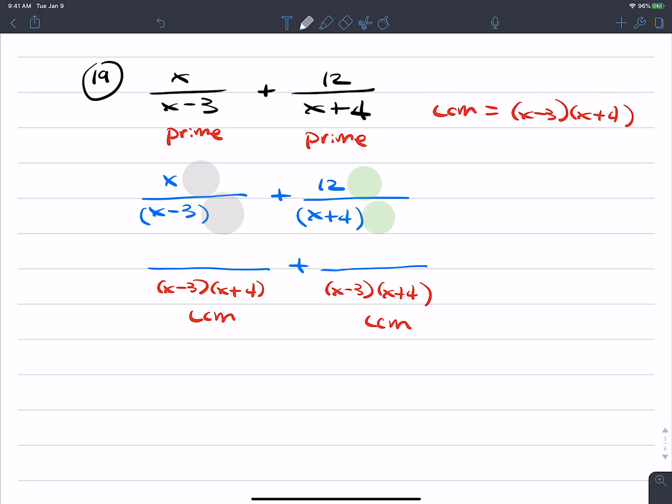Now remember what we do here is x minus 3 times another term will be the LCM. So I already have an x minus 3. The other term has to be x plus 4. X plus 4 times another term, x plus 4. The other term is x minus 3.